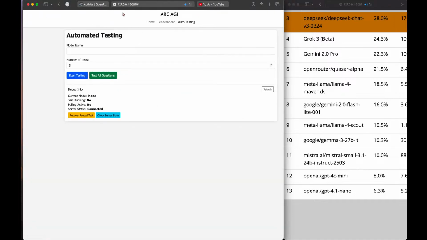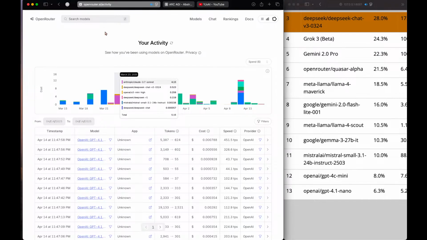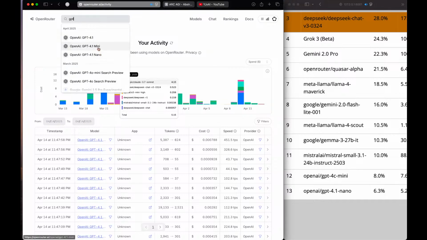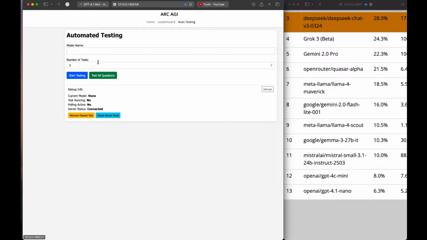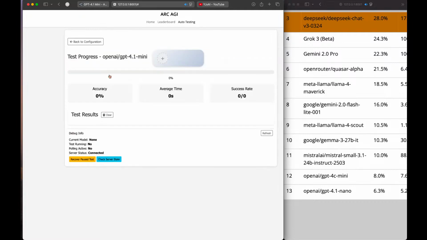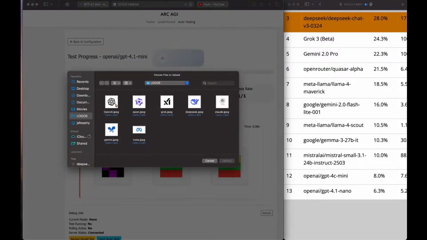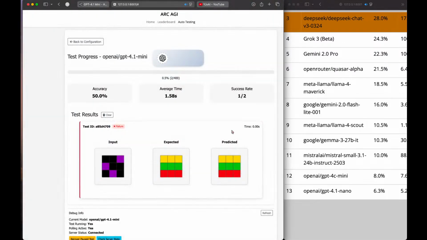Let's do one thing. Let's move on to the next model, GPT 4.1 Mini. Let's copy. Test all questions. Let's add the logo. Let's see.